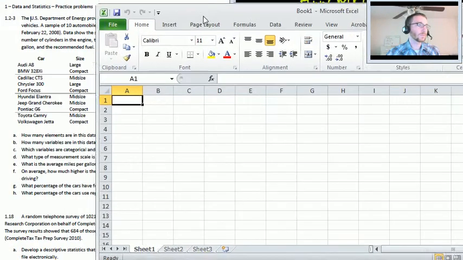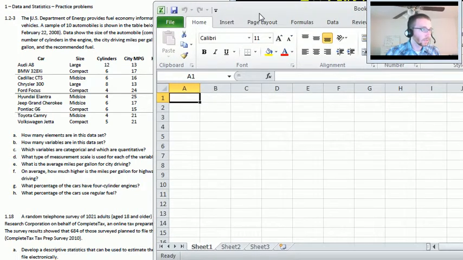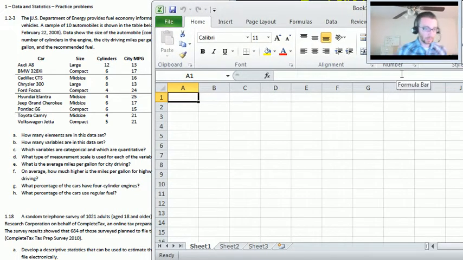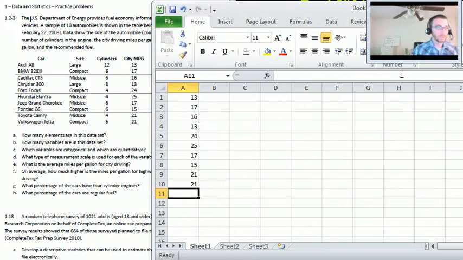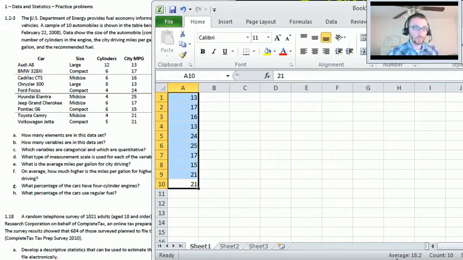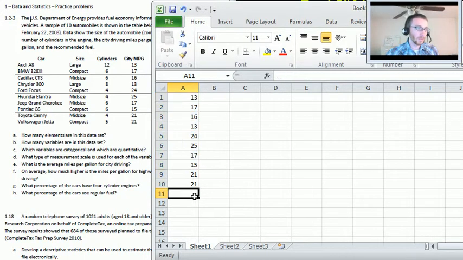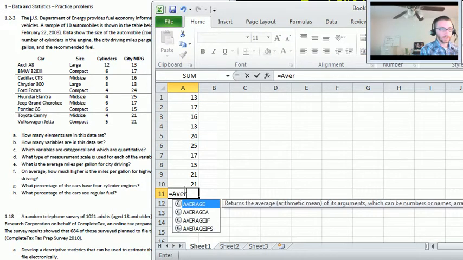Let's see. I want to get it so I can see it. It wants to know city driving, right? City miles per gallon. So I'm just going to enter these manually. I got 13 for the Audi A8, 17, 16, 13, 24, 25, 17, 15, 21, 21. 10 numbers. Now in Excel, there's a relatively easy way. You can just select them all, and it'll show you the average down here. Another way to do it is to use a formula, equals average.